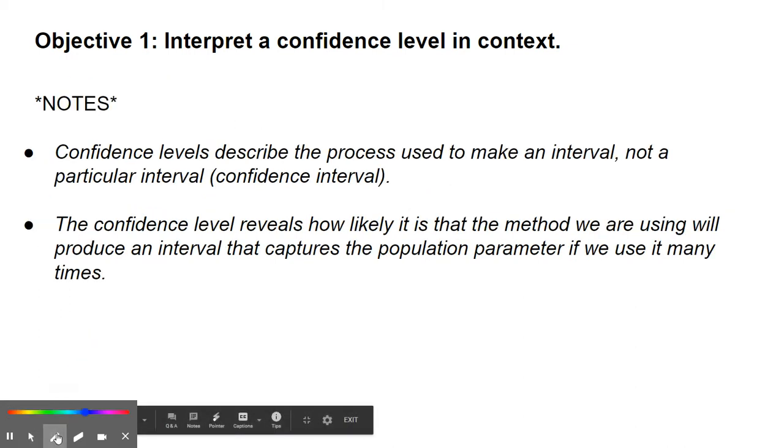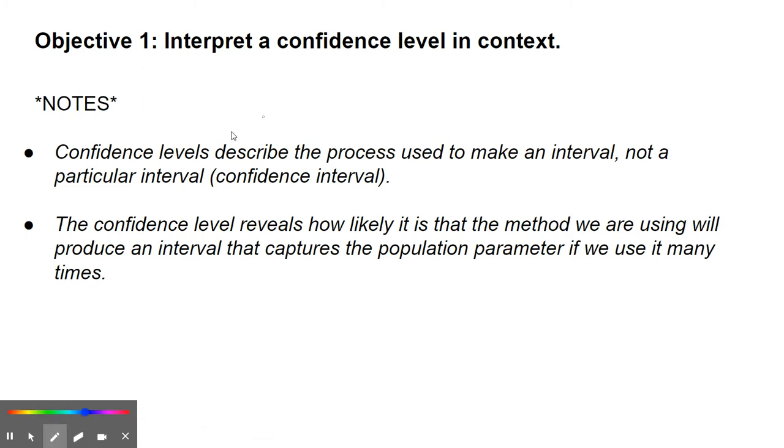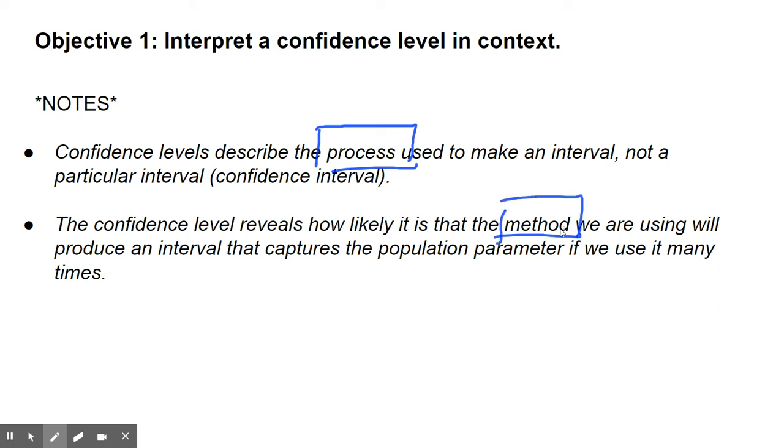Okay, so again, notes here. We are describing the process, right? This confidence level describes the process used to make an interval, the process. It's not a particular interval. It's not the confidence interval interpretation. And again, the confidence level reveals how likely it is that the method we are using will produce an interval that captures the true value, right? It's about the process and the method. Okay, so there you go.